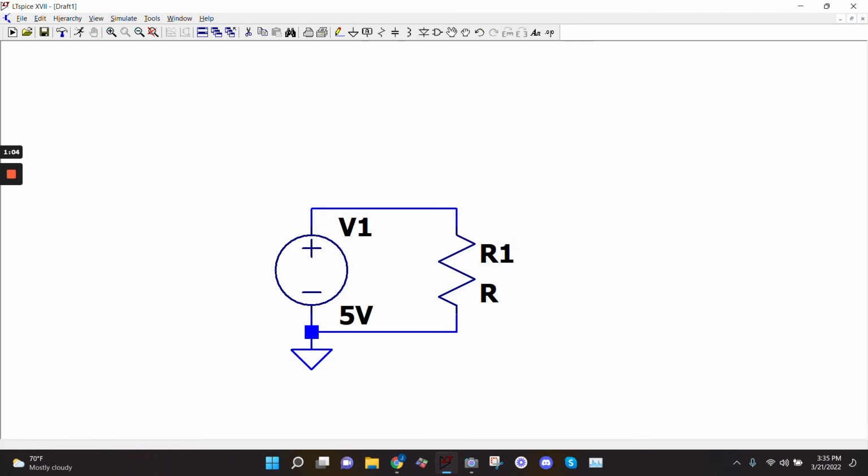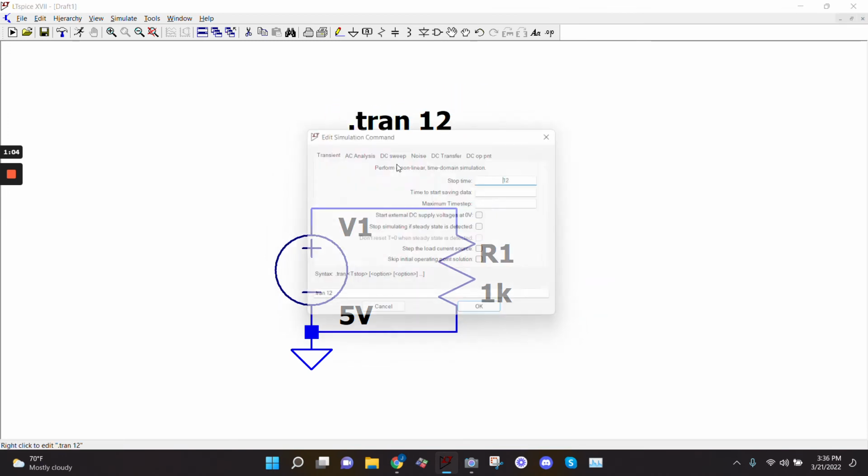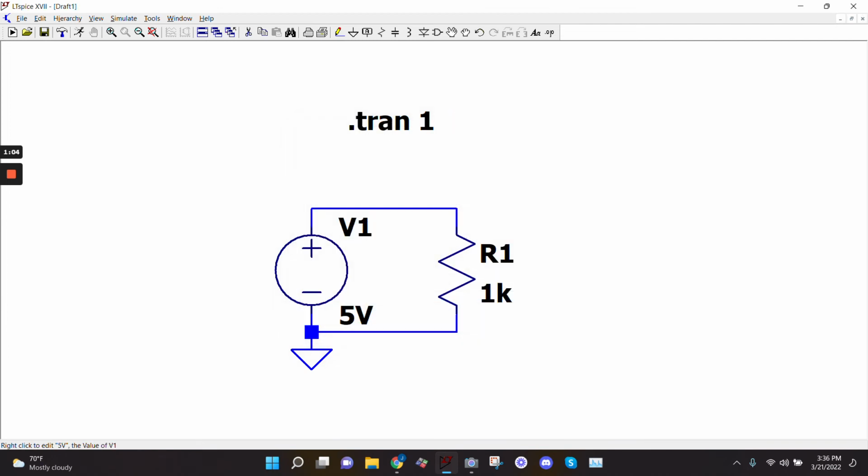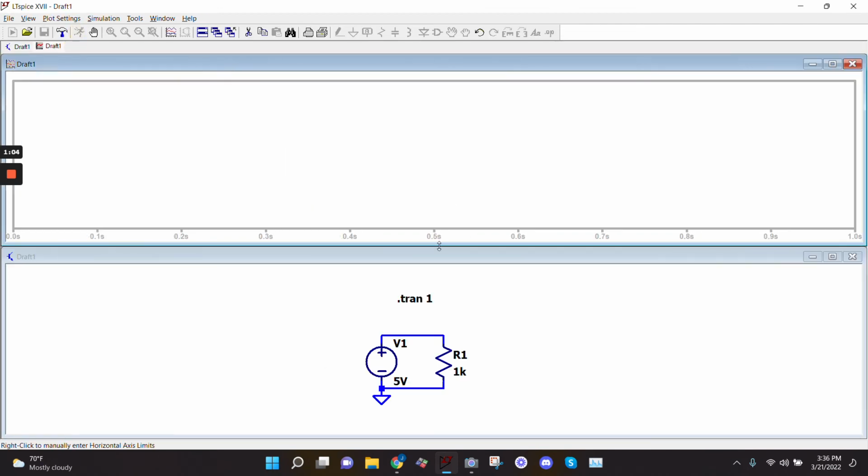Let's say this is 5 volts and this is 1K. That would be 5 milliamps times 5 volts, which means this should be 25 milliwatts, right? 5 volts, 5 milliamps. So I do a .tran. I accidentally typed 12, but you just probably use 1. Run it, and then I go here.